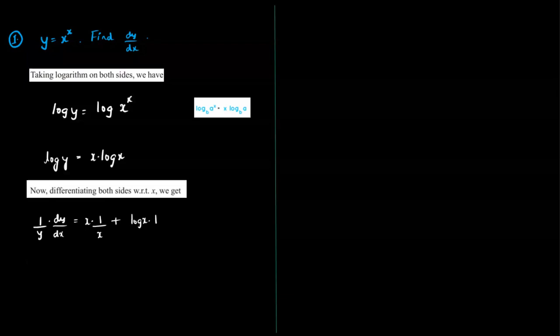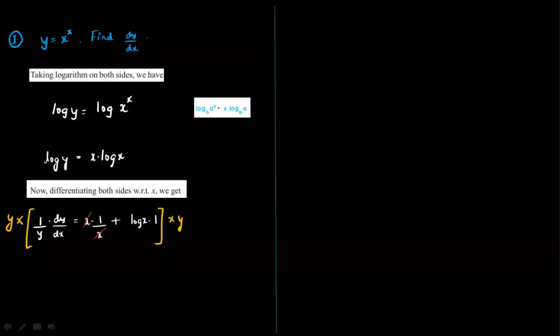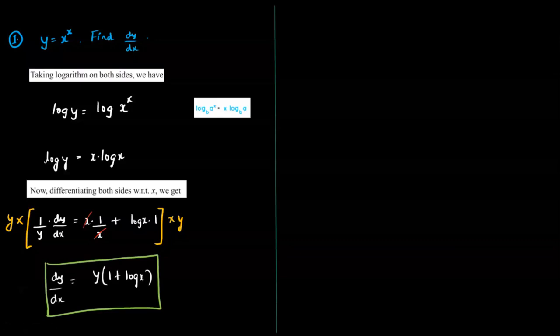Now you add both of them. Before that, you can simplify: x and x can be simplified with each other, right? And y is there, so y can be multiplied on both the left hand side and the right hand side. So the left hand side will get cancelled out, and you will be left with dy by dx, and you can just multiply y with 1 and y with log x. This is going to be the value of dy by dx. This is your final answer.